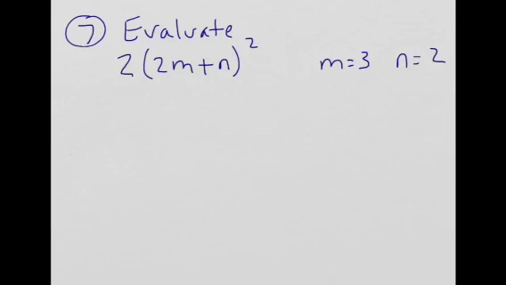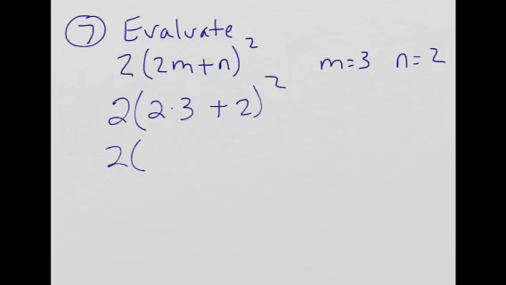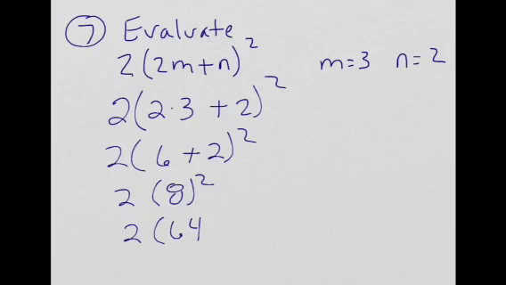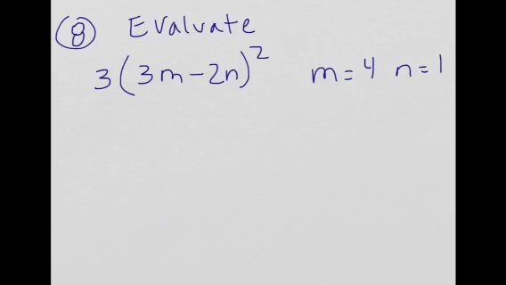So the next one we're going to evaluate, we're going to plug in 3 for m and 2 for n. And then we're going to use PEMDAS. So we're going to do 2 times 6 plus 2 squared. So it's going to be 2 times 8 squared. So it's going to be 2 times 64, which is going to be 128.